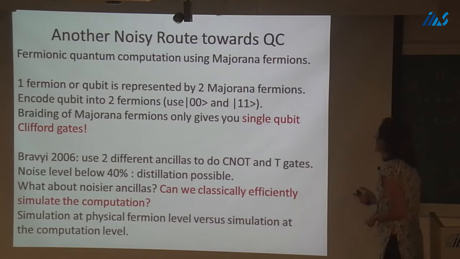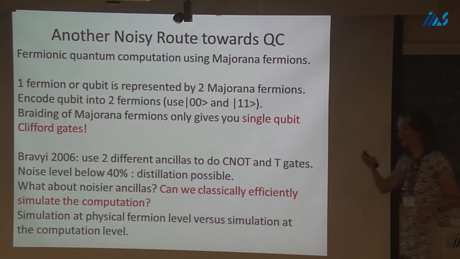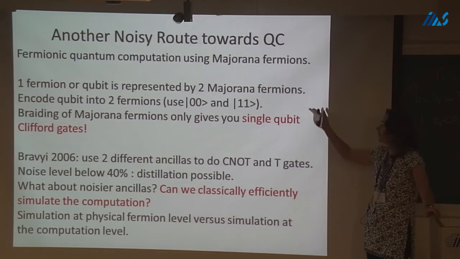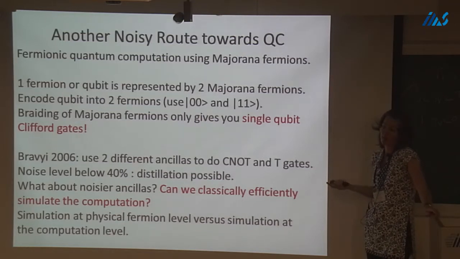I'll say more things about that. But you're used to linear optics, so you have creation and annihilation operators. You have a P and a Q, right? The momentum and position. The Majorana fermion operators are the fermionic P and Q.